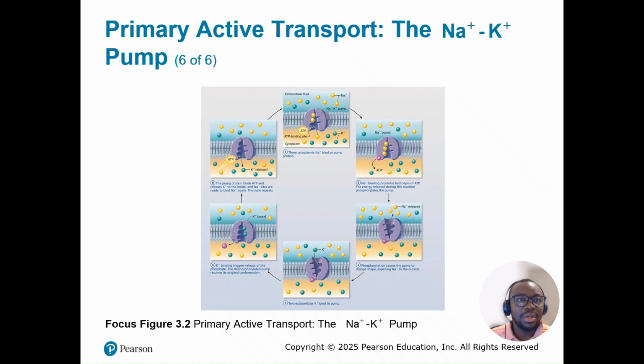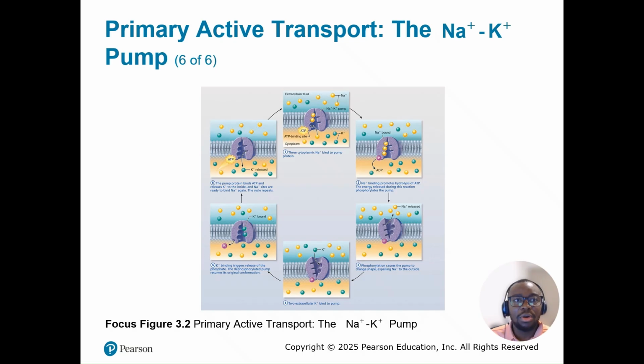In step 1, 3 cytoplasmic sodium ions bind to the pump protein on the cell membrane. In step 2, sodium binding promotes hydrolysis of ATP. This reaction releases energy, which phosphorylates the sodium-potassium pump. In step 3, phosphorylation causes the pump to change shape. The change in shape pushes the sodium out of the cell.